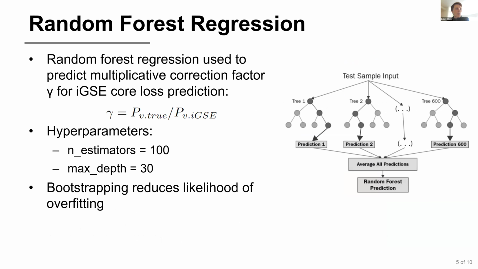And then we used a random forest regression to predict the multiplicative correction factor for the IGSE. The hyperparameters for our random forest regression were 100 estimators, so 100 decision trees, each with a max depth of 30. And one of the advantages of the random forest is that the bootstrapping nature reduces the likelihood of overfitting.